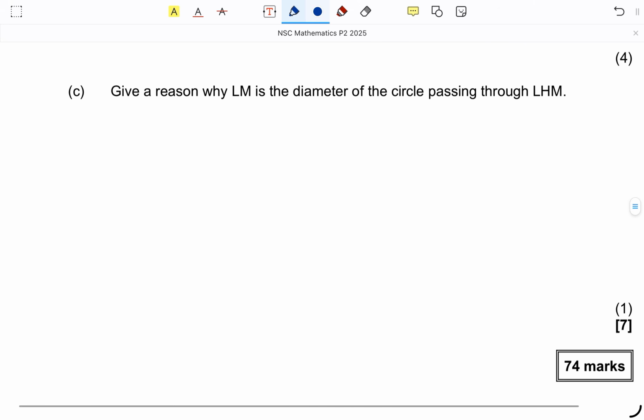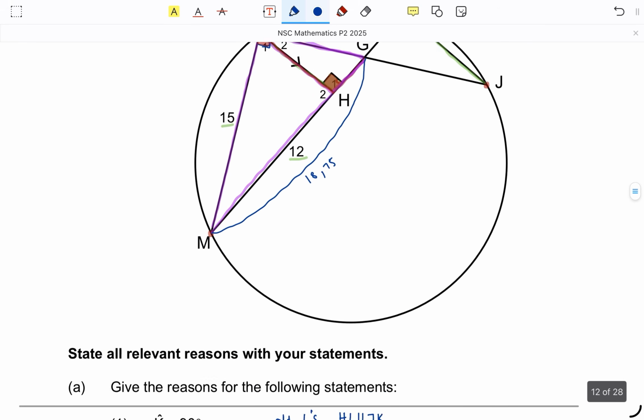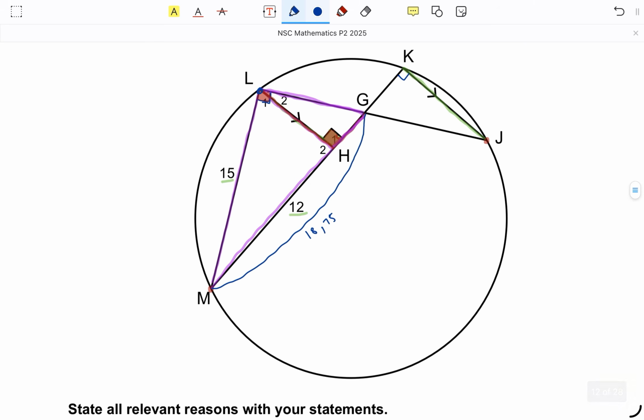The last part in this question says, give a reason why LM is the diameter of a circle passing through these 3 points, L, H, and M. So if we go back to our diagram, it would go through L, H, and M. So we already have H1 as 90 degrees, so H2 would also be 90 degrees because there are angles on a straight line. And then if the circle goes through these 3 points, that would make LM a diameter.